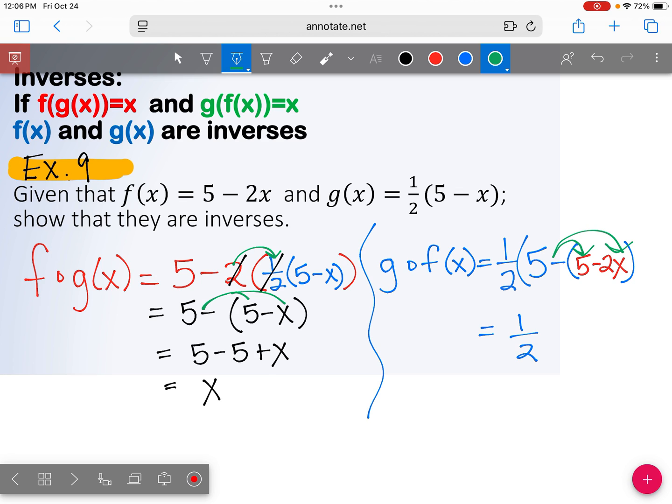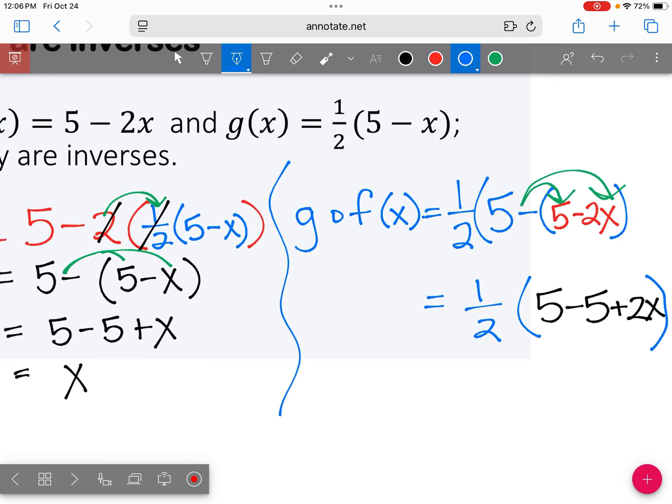So that's going to give me 1/2. I'm not going to drop my parentheses yet, though. So inside of the parentheses, I have 5 minus 5, and then that's going to become a plus 2x. So we're still working inside of my parentheses.